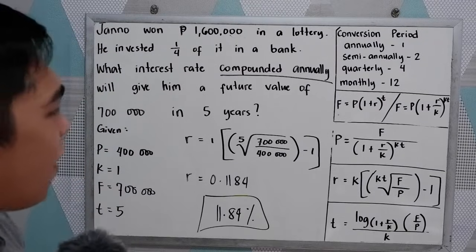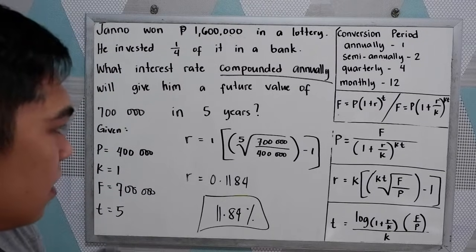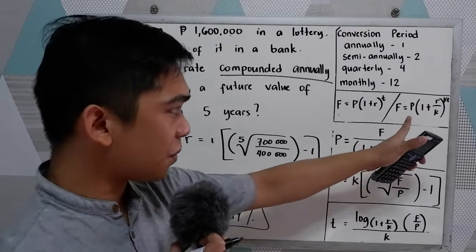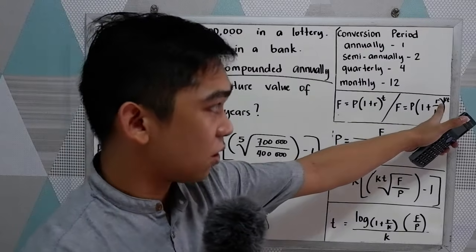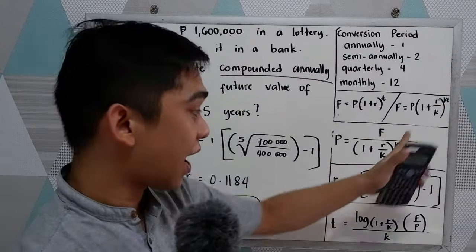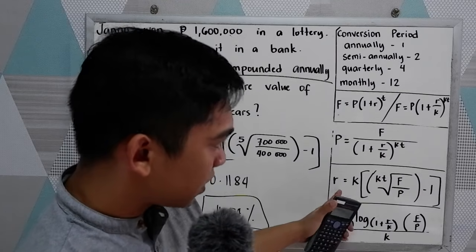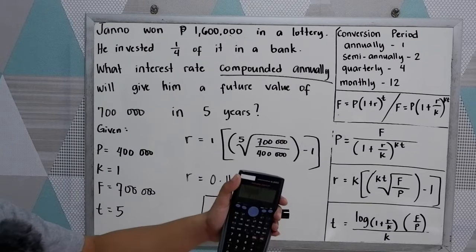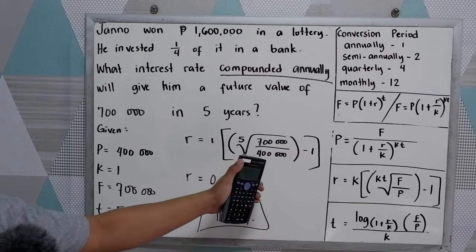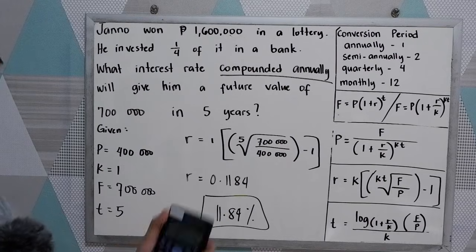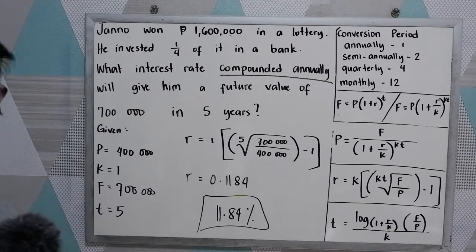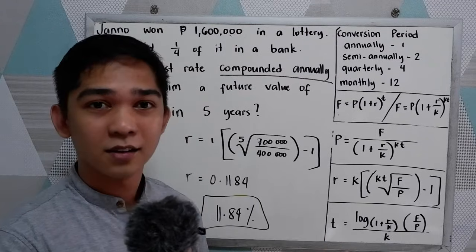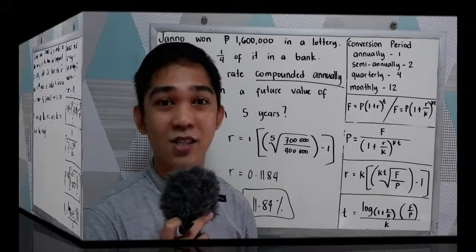So if you want to find the derivation of this, use the formula for our future value, then solve for R if you want to derive this formula. And since we have a calculator, it's easy for you, just insert all the given in your calculator. So that is 11.84%. In our next problem, what if the time is missing? Stay tuned for our next example.